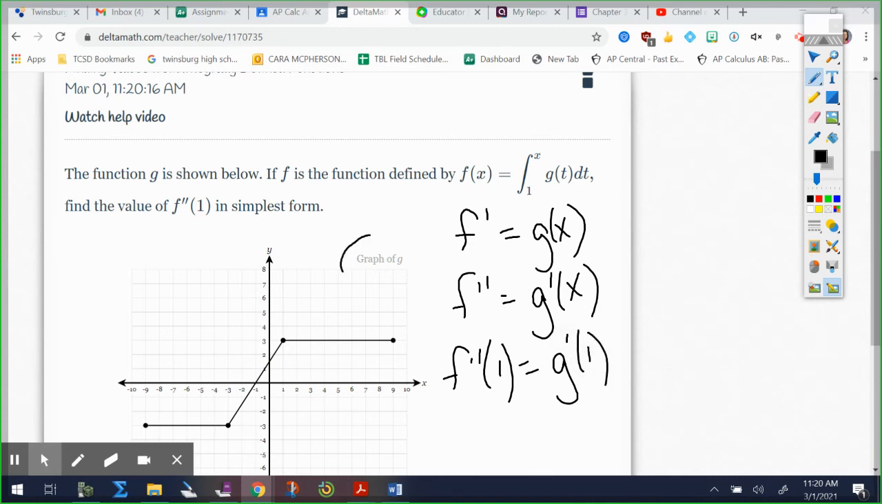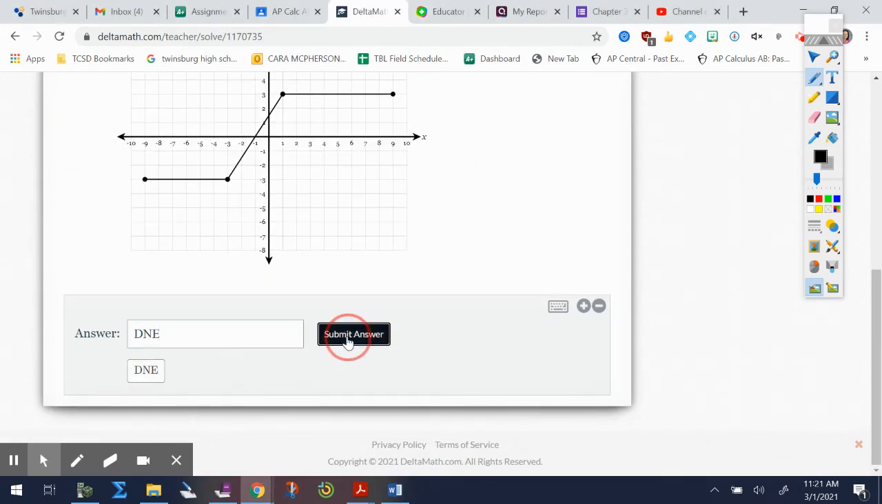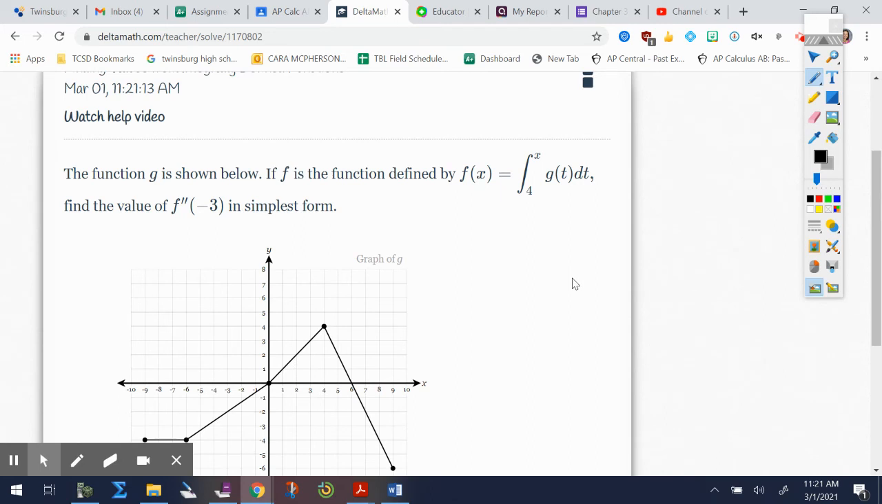Now look at what you're given visually. You're given a graph of g. If you're given a graph of g and you're asked about the derivative of it, you're looking for the slope, specifically at 1. So you're going to go to 1 and look for the slope. Well, this is kind of an interesting example. I didn't do this purposely. This one has an undefined slope because of that sharp point. So I'm going to go down here and click D and E. Let me see if I can find one that actually does exist, just so you can see that. Okay, hopefully this one exists.